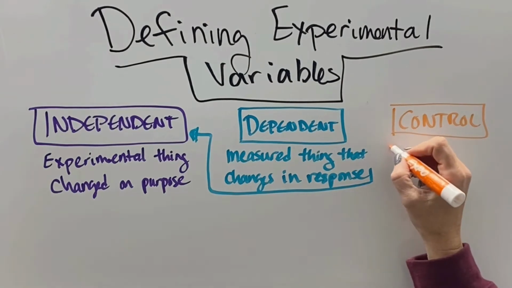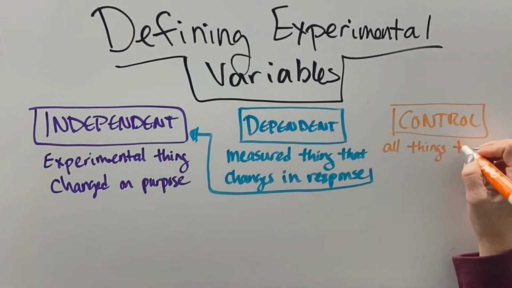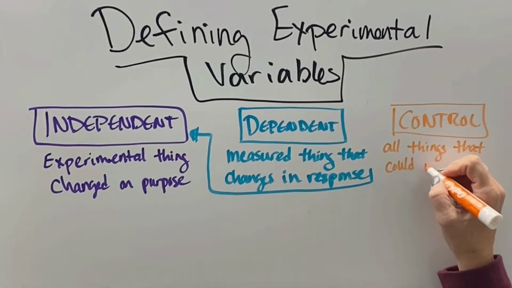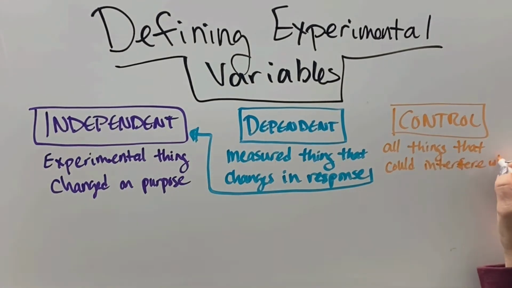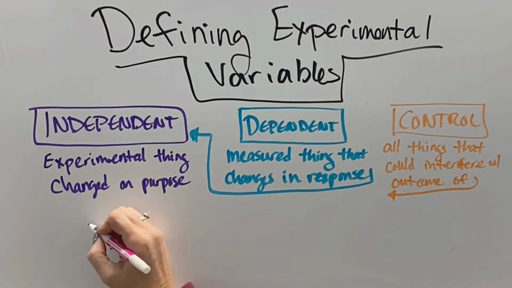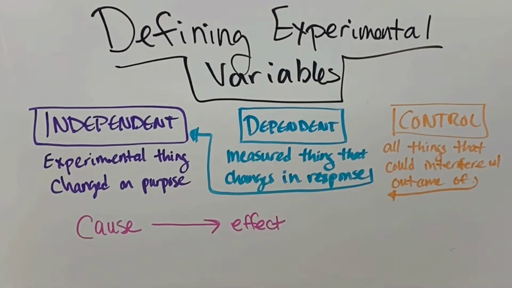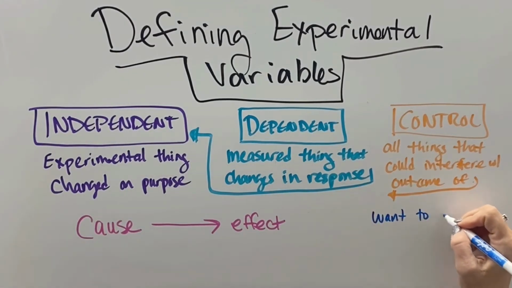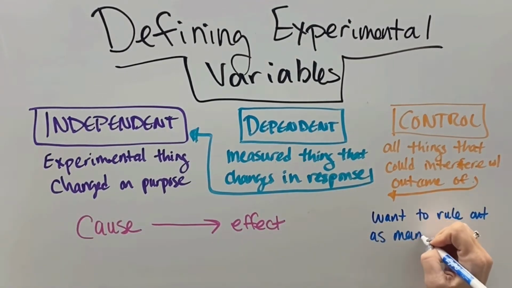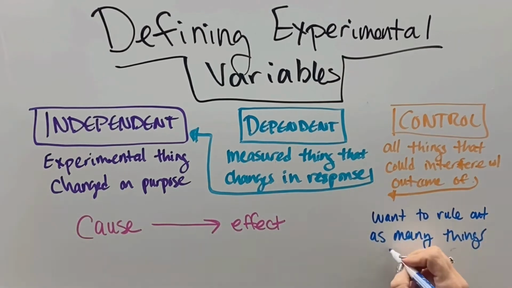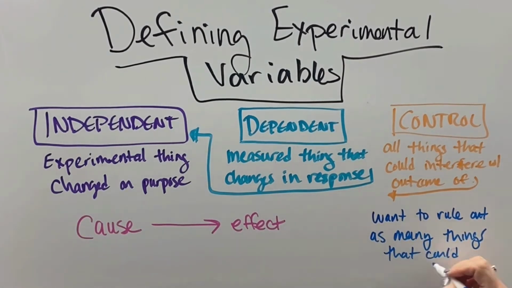After you decide your independent and dependent variables, everything else that could possibly influence the outcome of that experiment has to be controlled or kept the same so that we can be sure that the cause and effect relationship between the independent and the dependent variable that we're trying to establish is not interfered with by any of those other controlled variables. So we want to rule out as many possible things that could be affecting the outcome as possible.